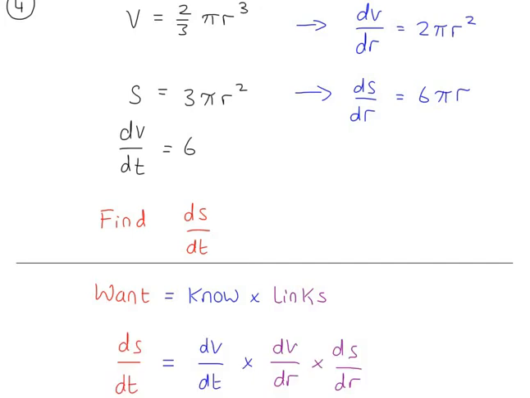And just to check, this doesn't work. We've got a dv there, another dv there. There's no dv on the left hand side, these haven't cancelled. And then we've got a dr, another dr there, so they've multiplied. There's no dr on the left hand side. This doesn't work. We need to flip over one or more of these derivatives to make the chain rule work.